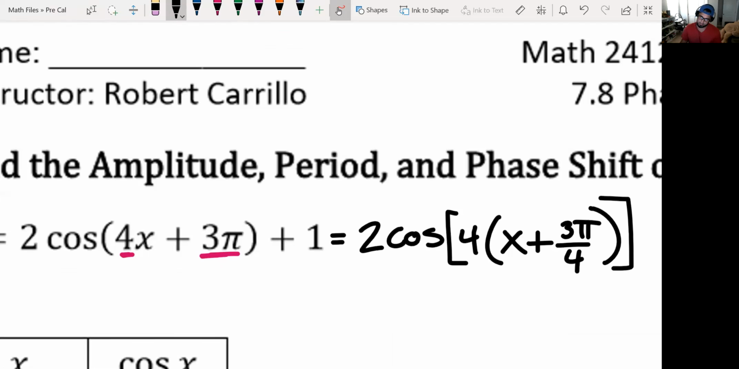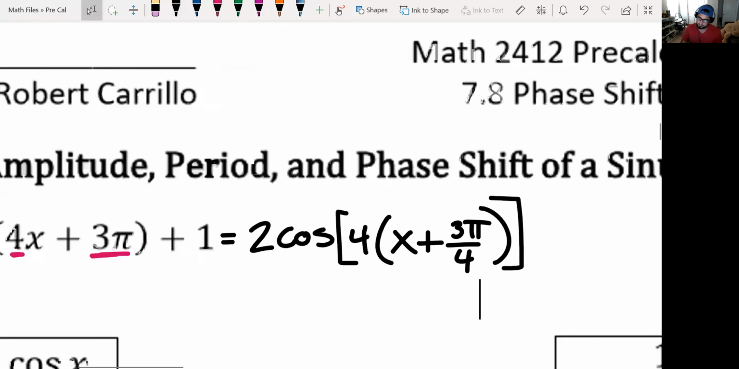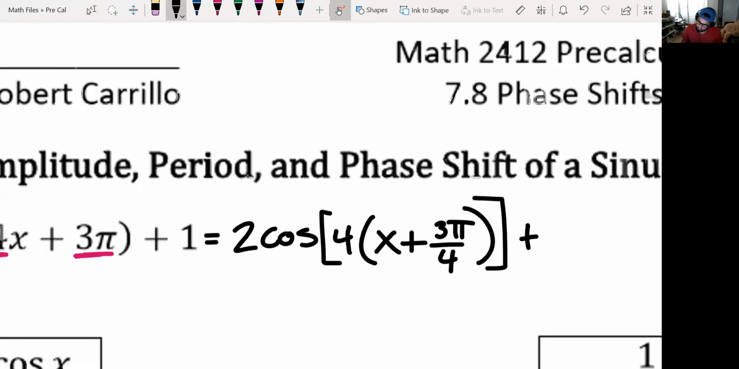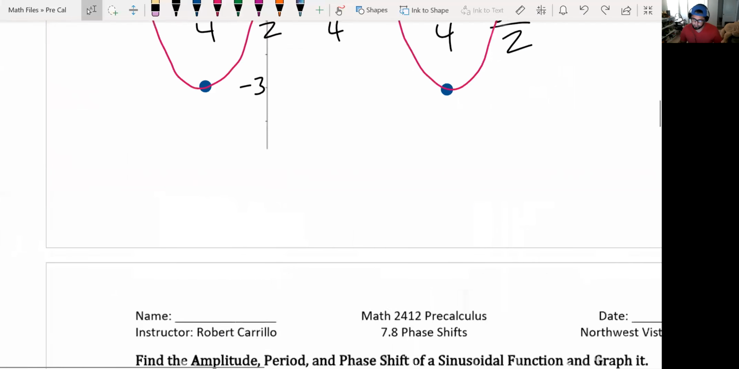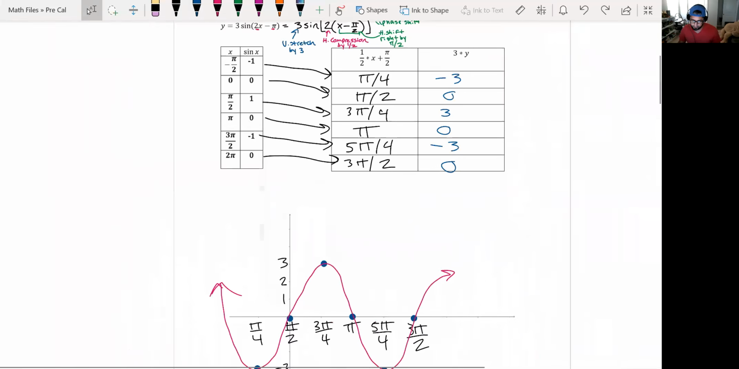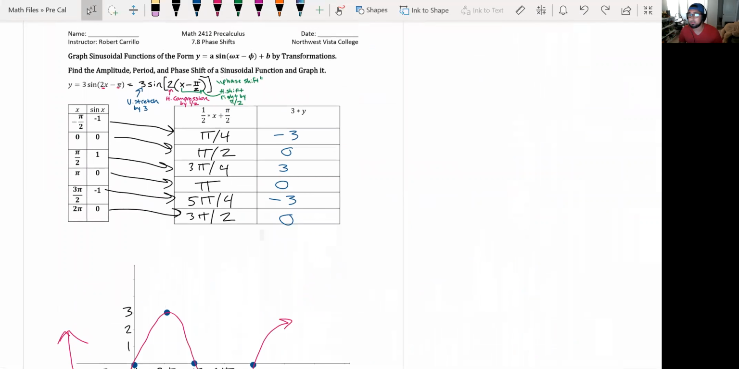And that's good, that's good. And don't forget that there was a +1 out here. Okay. I'm actually going to go back to the first problem because I think I ignored some things, but you probably grasped them. It said amplitude, and then it says period and phase shift.